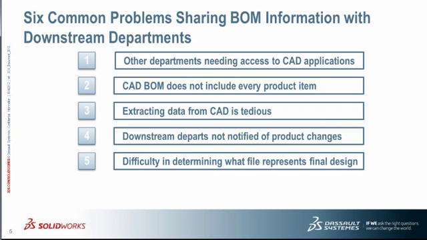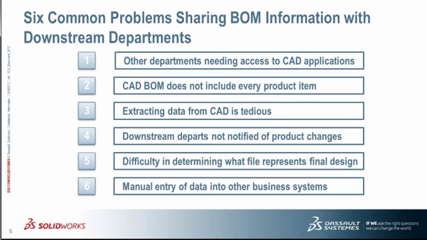The fifth one is difficulty in determining what file represents the final design, because many companies store their files in many different locations, even on local workstations. It's difficult to tell which one is the final design and which one should be used to get the product data from, or the BOM data.